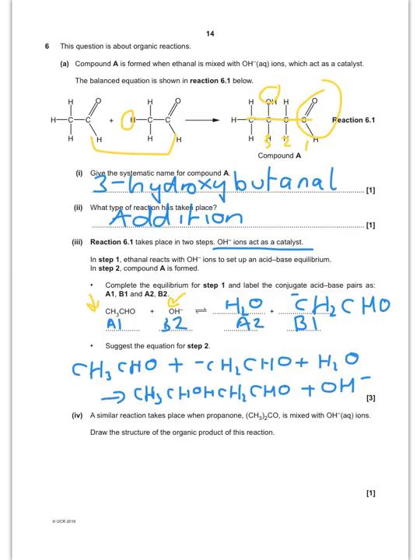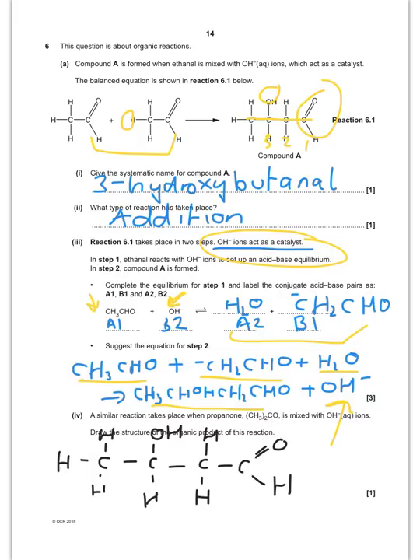And then you need to suggest the equation for step 2. So you need to use your other ethanol. You need to then use up both of these terms, because they do not appear as products in your overall equation. That would then make your product, and then you need to regenerate hydroxide ions because they've told you that hydroxide ions act as a catalyst. You've used them in step 1, so you need to regenerate them in step 2.